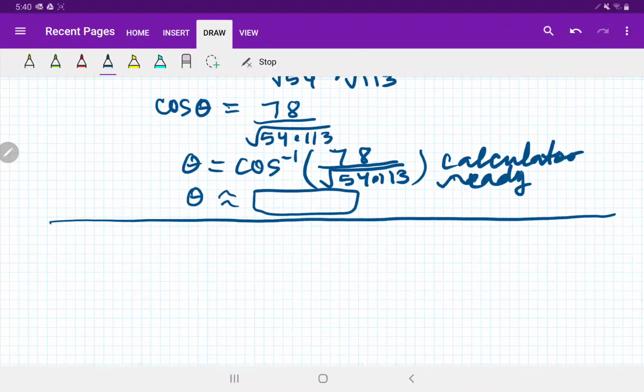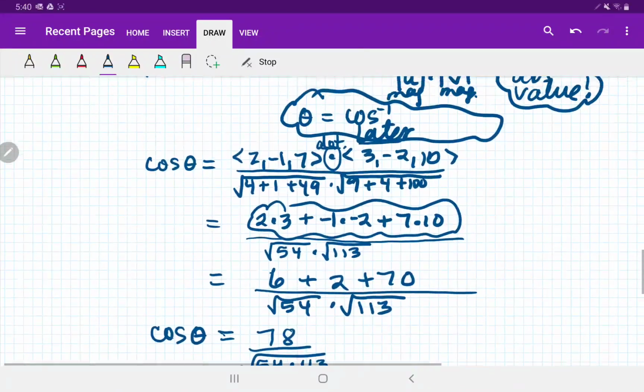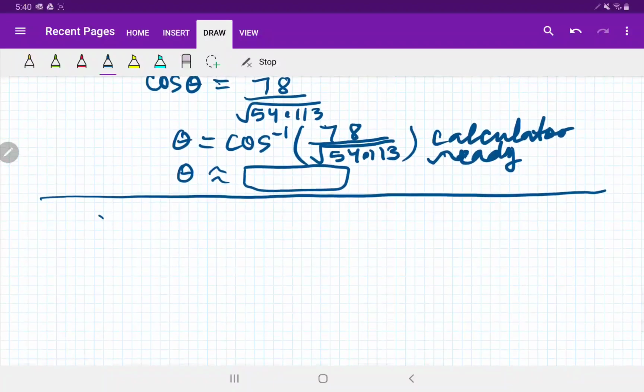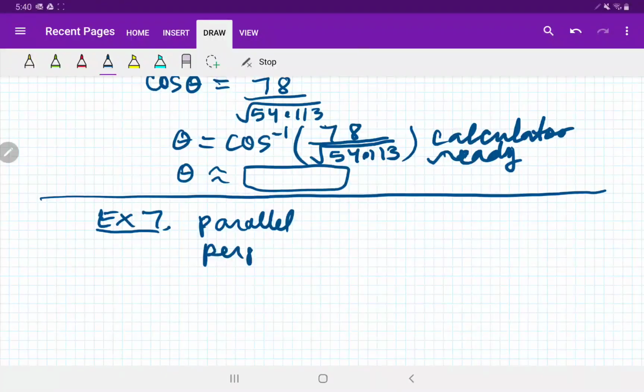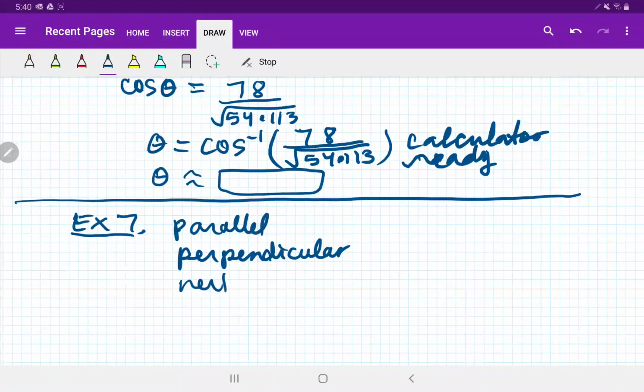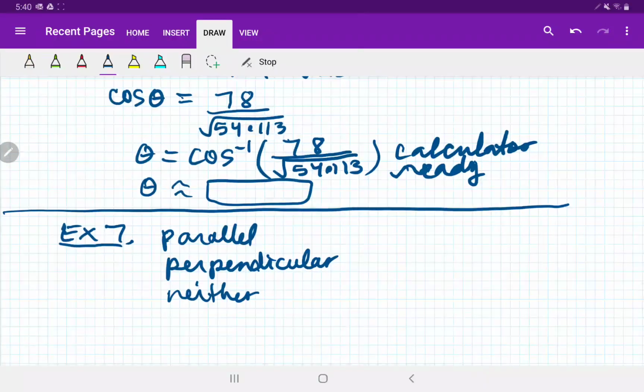Okay, and parallel, perpendicular, neither. What number is that one? Example 6. Okay, so this is example 7. Do you remember how to tell parallel, perpendicular, or neither in vectors? Hopefully you used vectors when you were in chapter 6, because if you weren't using vectors in chapter 6, then you didn't get practice on this, and this will be brand new.